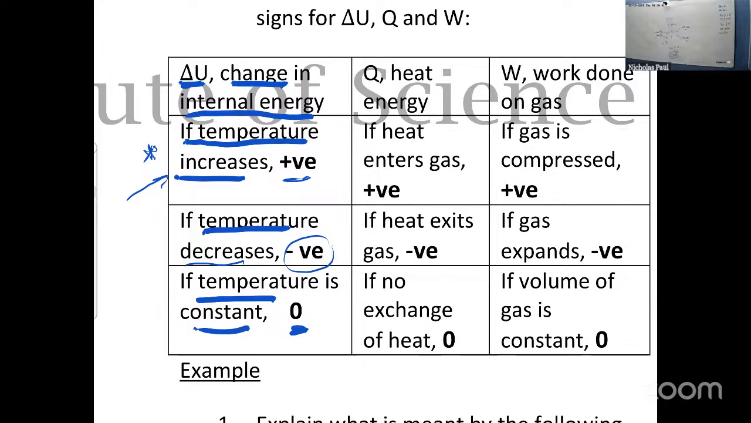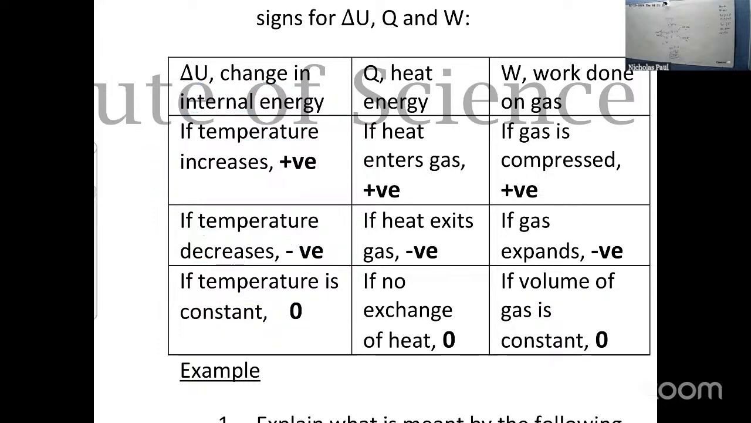And W: work done on the gas is positive if compressed, negative if it expands, and if the volume is constant, it's zero. Look at the formula that we proved there. We said work done was pressure by change in volume. If the volume is not changing, then the work done is what, Jacob? Work done is pressure by change in volume, but the volume is constant. Work done is what?